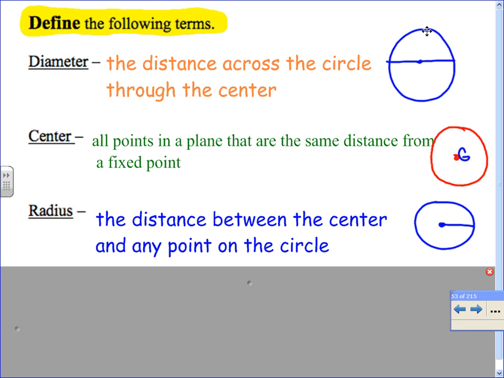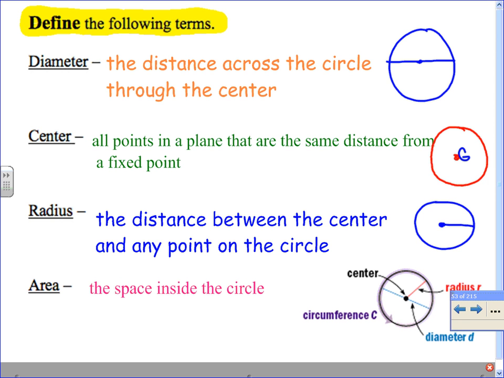Okay, area: the space inside a circle. Be kind of cool to have a circle classroom. Hold that comment, Adam. The space inside the circle. Let's hold comments. You can write down whatever you want. You should write something down.